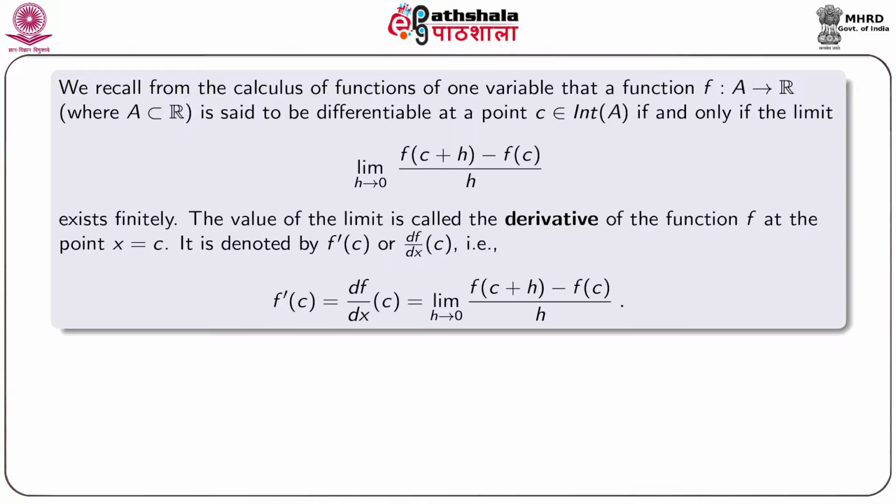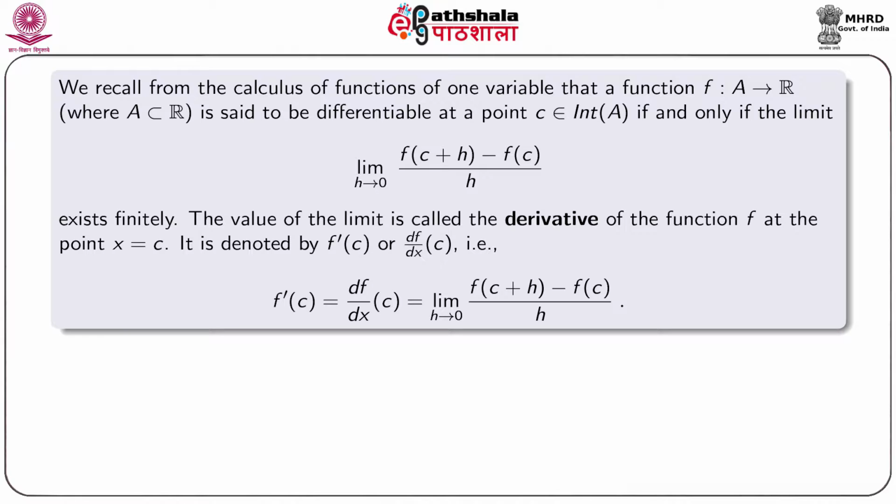Here we have given a small increment c plus h to the independent variable c. We have to take care that c plus h should be in A. We can always find such h because c is an interior point of the set A. The corresponding change in the dependent variable is f of c plus h minus f of c. Then we consider the ratio f of c plus h minus f of c by h. So, it gives us the average rate of change of the function. Then we take its limit as h approaches 0.